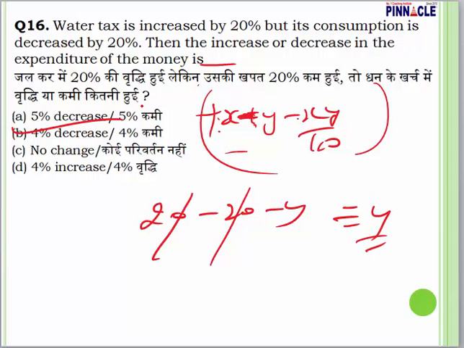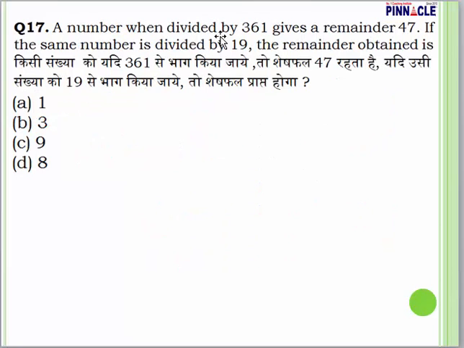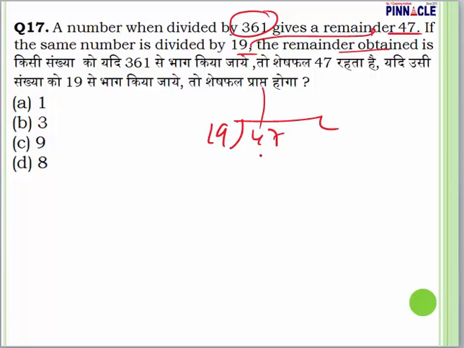Next question. Question number 17. What kind of trick can we use in this kind of question? A number when divided by 361 gives a remainder 47. If the same number is divided by 19, the remainder obtained would be how much? In this kind of question, you can divide this remainder by this number, and you will get the answer. 9 should be the answer.